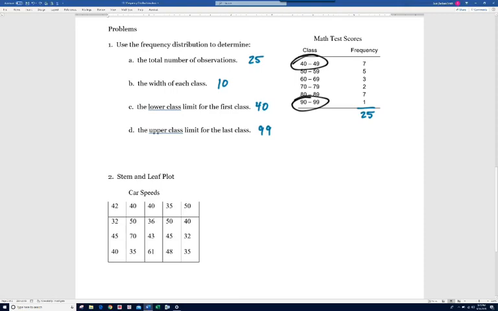Now, there's another type of basically like a little chart to organize our data, and it's called the stem and leaf plot. And so I'm going to go ahead and show you how that works with this data we have here for car speeds.